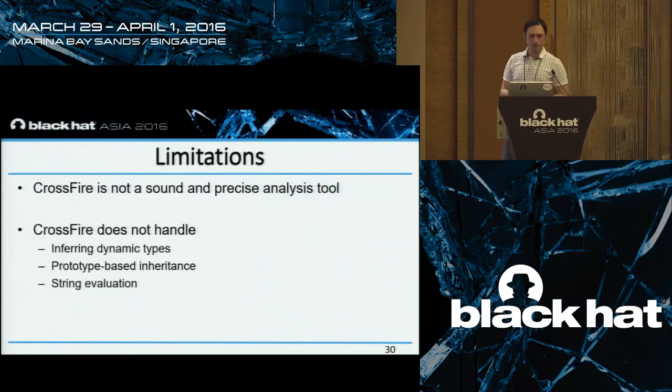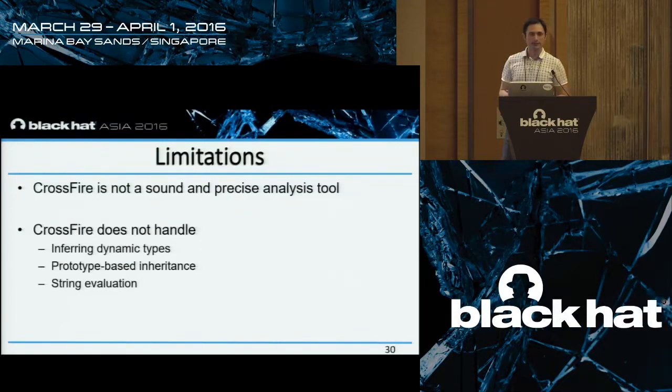So for the limitations, Crossfire is not designed to show the absence of vulnerabilities, but instead it is designed to find the existence of vulnerabilities. So it is not a sound and precise analysis tool. And it doesn't handle inferring dynamic data types or prototype-based inheritance.